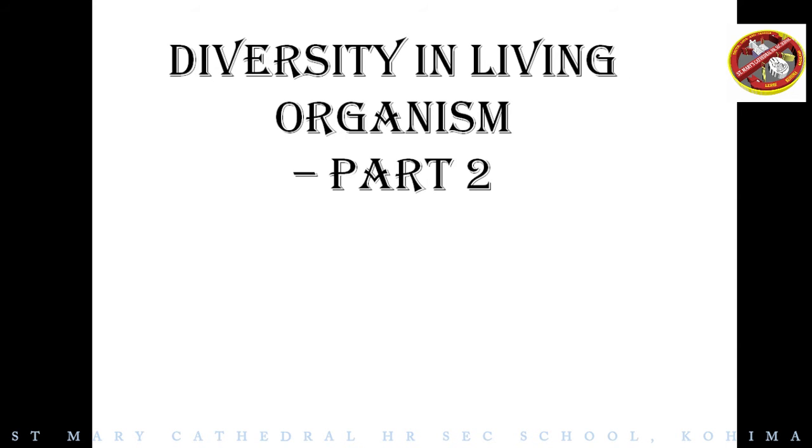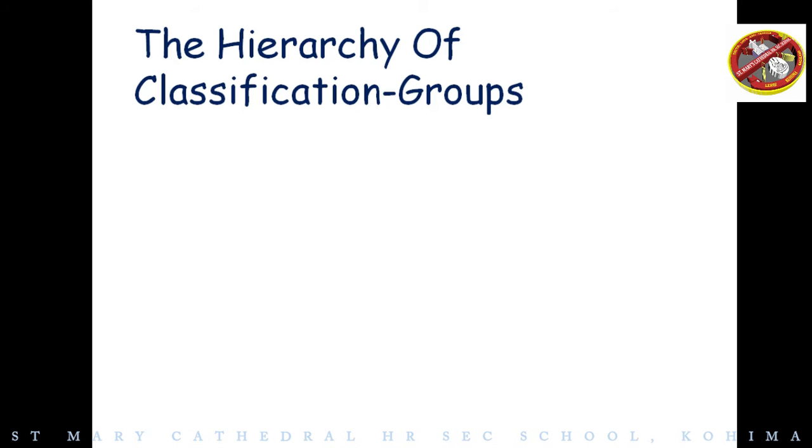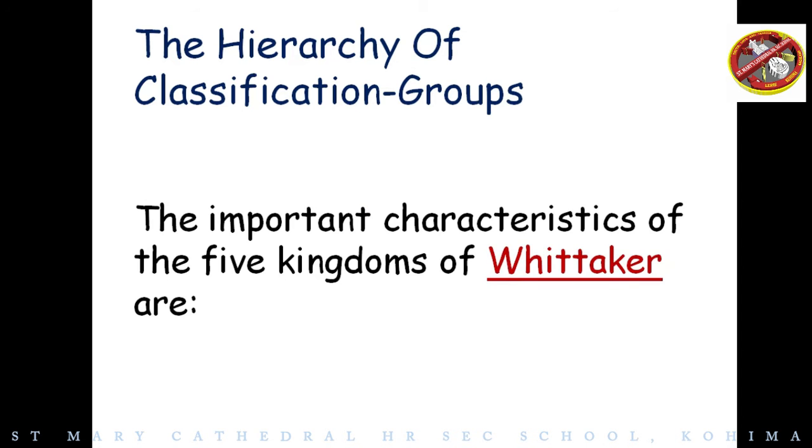Diversity in living organisms, Part 2. In our previous class, we have studied the hierarchy of classification groups. Under this hierarchy of classification groups, a biologist, Robert Whittaker, proposed 5 kingdoms. So we are going to study the important characteristics of the 5 kingdoms of Whittaker.